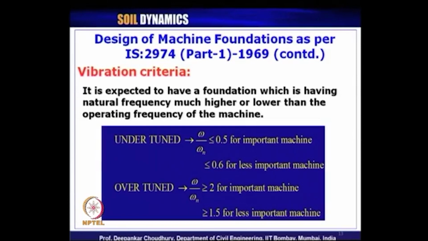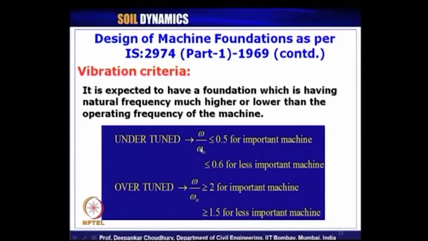In case of the second criteria, that is vibration criteria, it says that any machine foundation can be designed either as overtuned or undertuned. In case of undertuned, to satisfy the no resonance criteria, the ratio of the operating frequency and the natural frequency of the machine plus foundation system has to be maintained far away from 1, because they should not be close to each other.